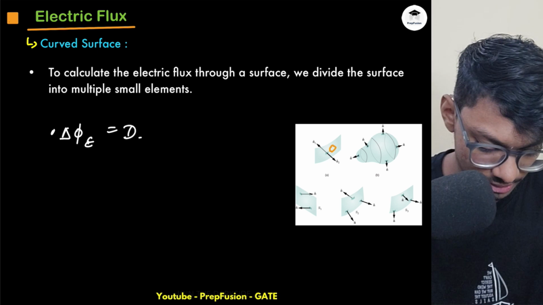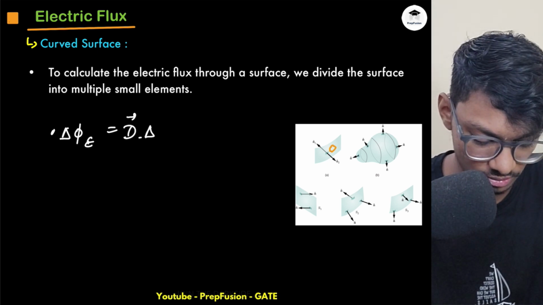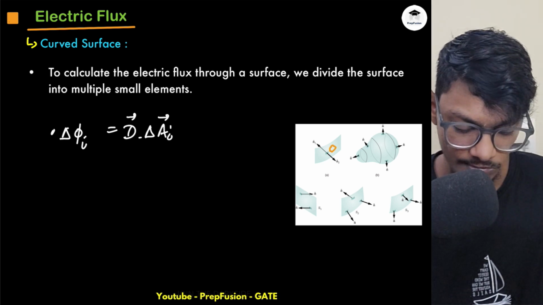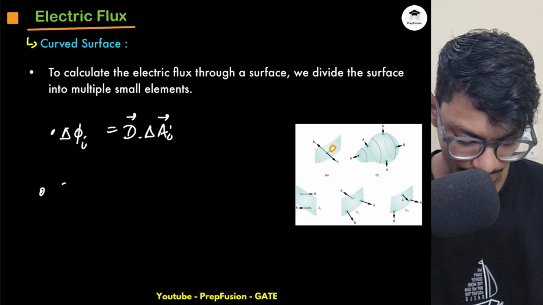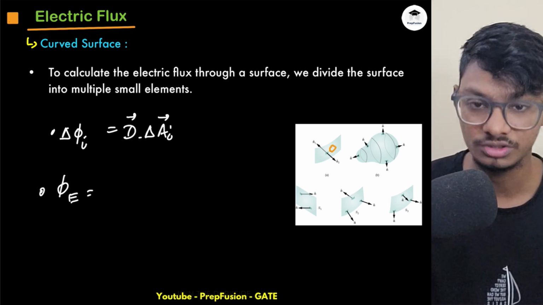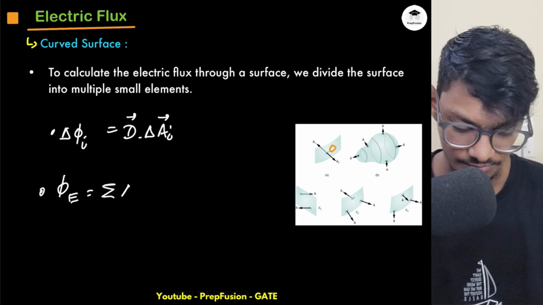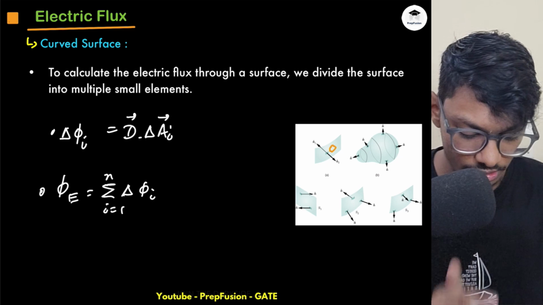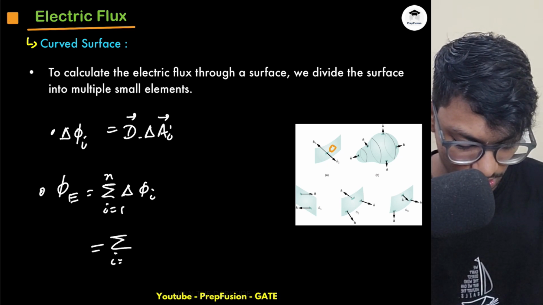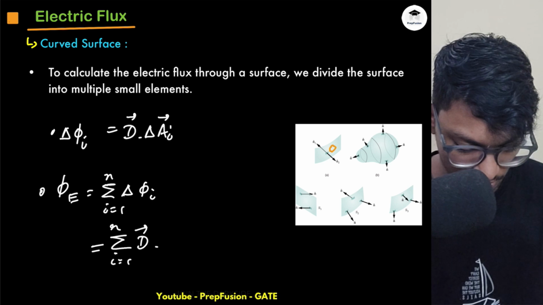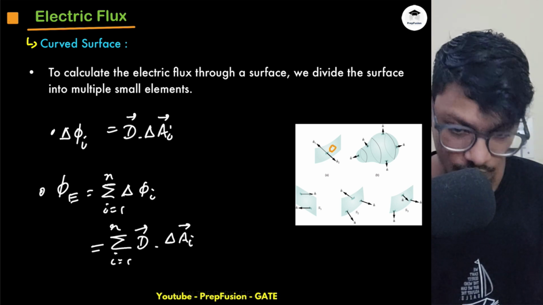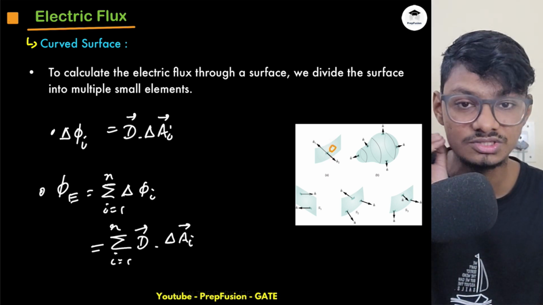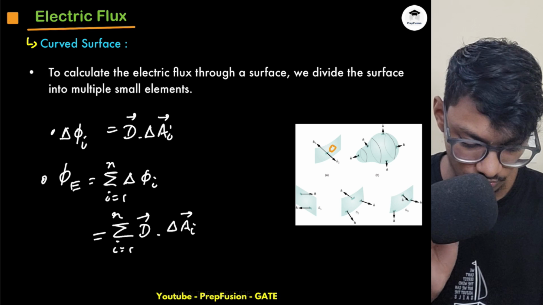Due to some small area, D, the electric field intensity, will depend on the function, will depend on the position. Due to some small area delta A i, the flux of the ith surface will be D dot delta A i. So then total electric flux phi, I will just simply add it up because it is a scalar quantity. Phi is the sum from i equals 1 to n of D dot delta A i. But if it is continuous, if I break these small surfaces into infinitesimally smaller surfaces, so that I cannot measure them, it will become continuous.